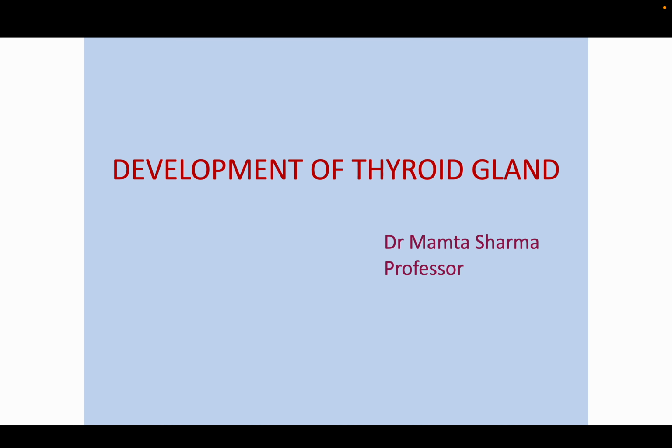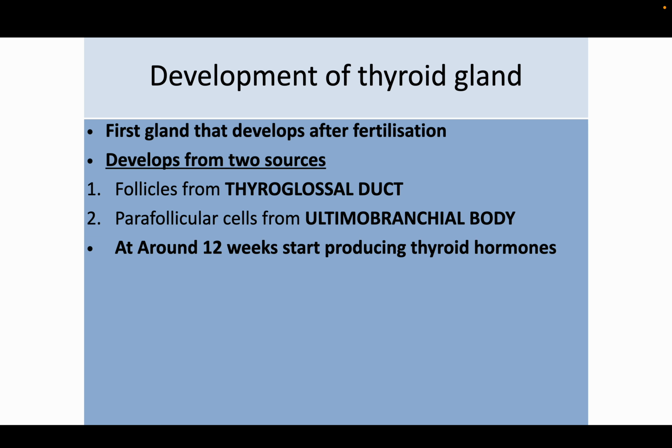Hello students, today we will discuss the development of the thyroid gland. It is the first gland that develops after fertilization. So it develops from two sources: the follicles from the thyroglossal duct, and the parafollicular cells, which come from the ultimobranchial body.